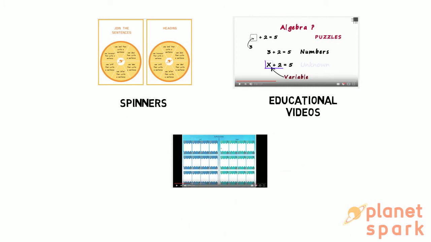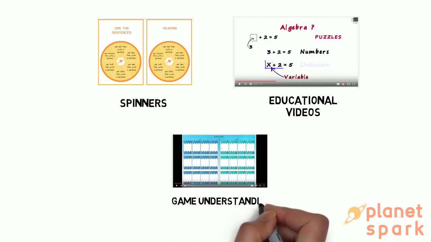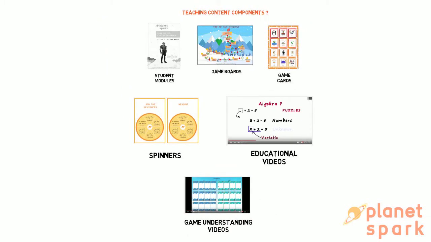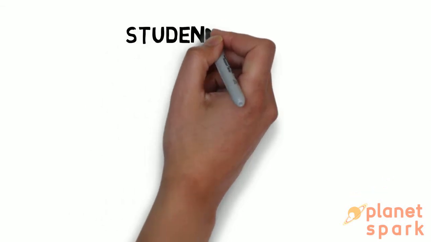Next up, we have videos for you and the child to understand the rules of the game and how the game is to be played. We call these game understanding videos. Please pause this video to have a closer look at each one of these components. Now let's take a look at each one of these components one by one.